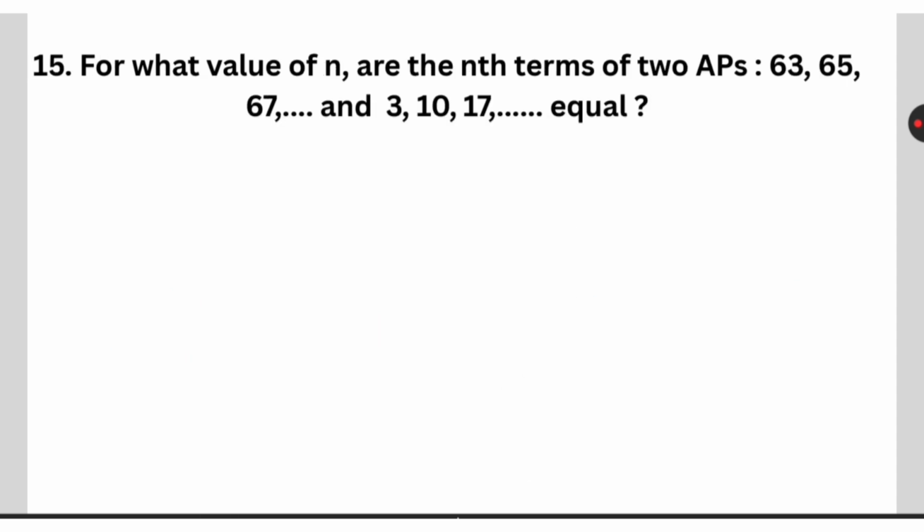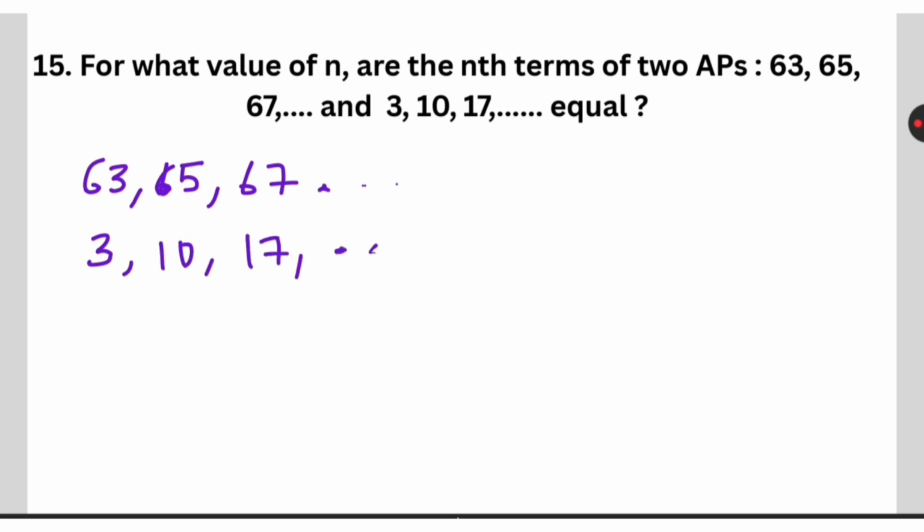For what value of n are the nth terms of the two APs equal? The given two arithmetic progressions have equal nth terms. The first arithmetic progression is 63, 65, 67, and so on. The second arithmetic progression is 3, 10, 17, and so on. And these two arithmetic progressions are equal somewhere. So we need to find which nth term is equal. Let's see how we can find it.